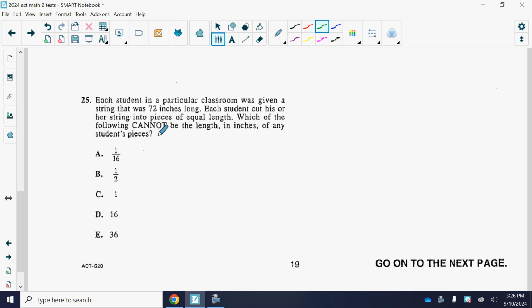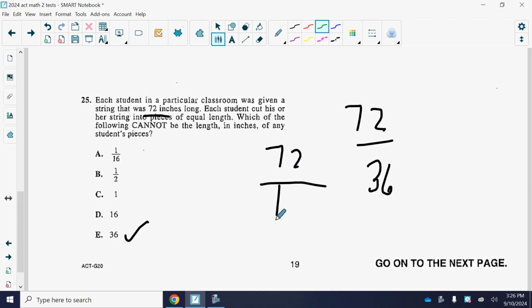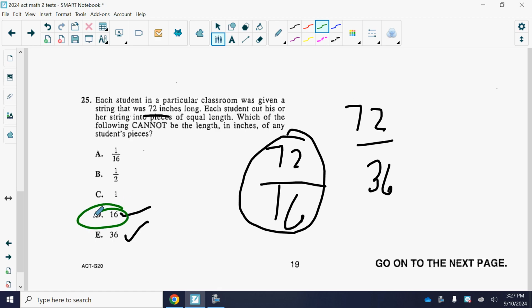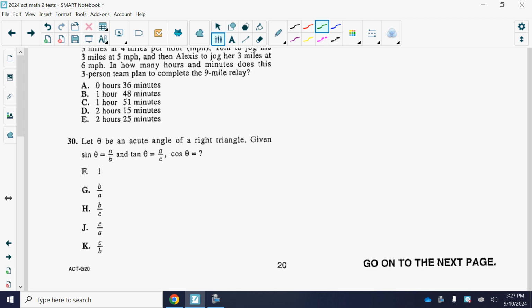Well, it's equal length, so every piece is the same. So it certainly could be 36, huh? Because 36 would make two equal pieces of 36. Can it be 16? No, because it doesn't go in evenly. So the answer is D, 16. By the way, you could do one. One would be 72 pieces. You could do a half, because dividing by a half is timesing by 2, also 16ths.